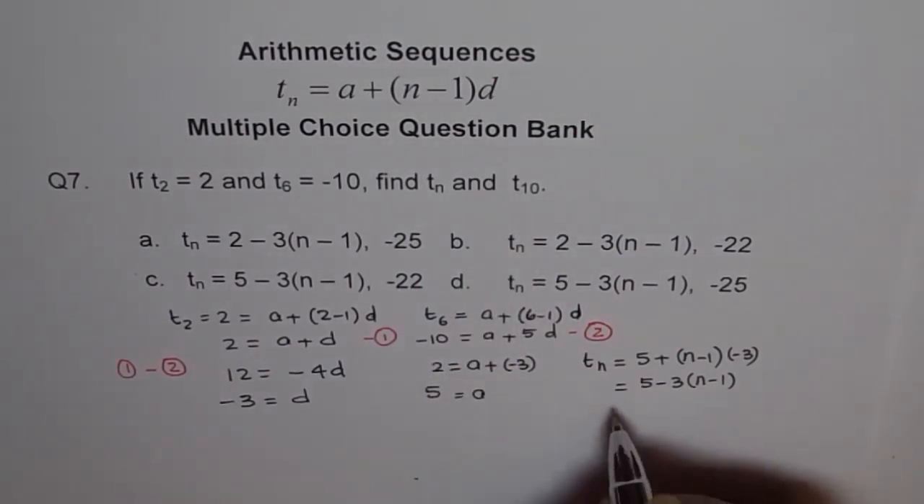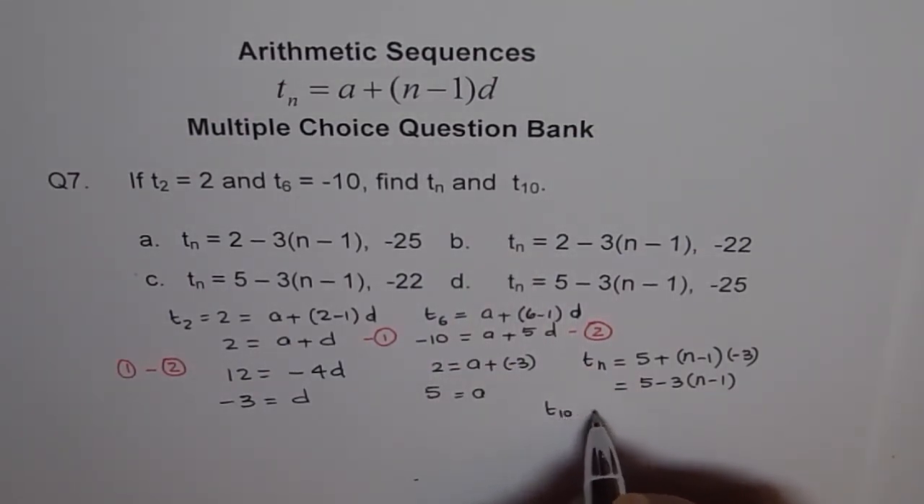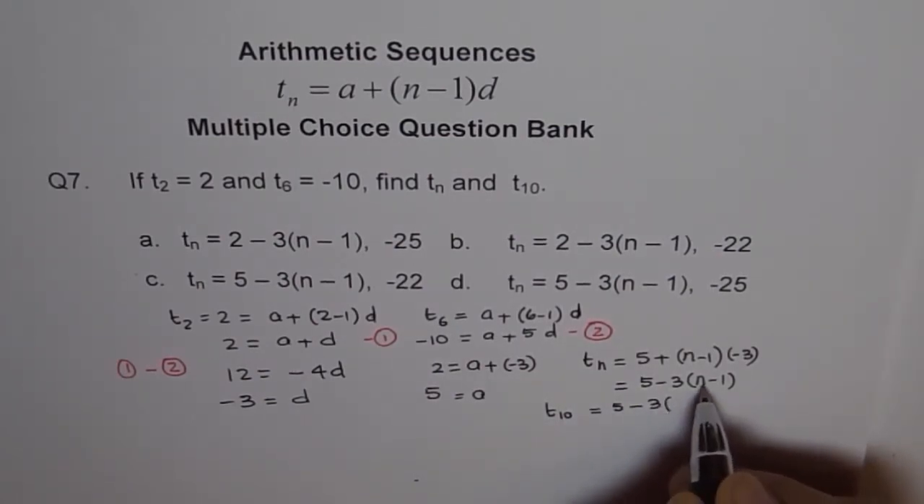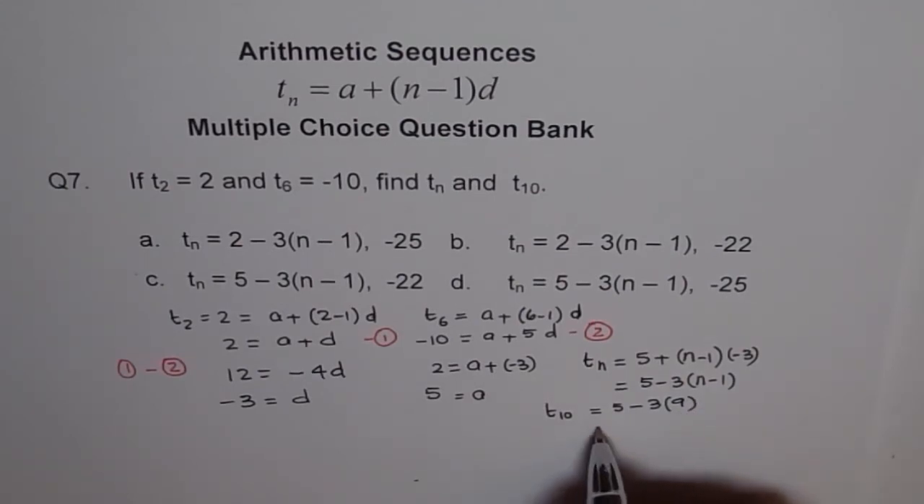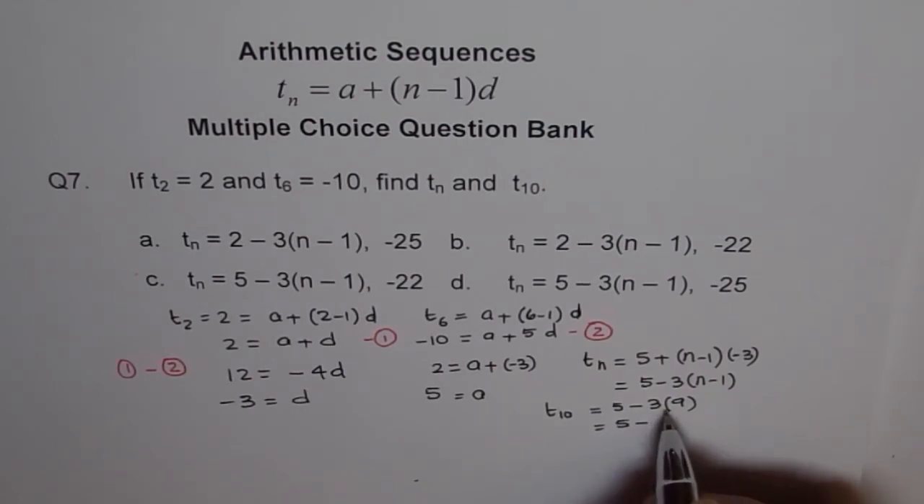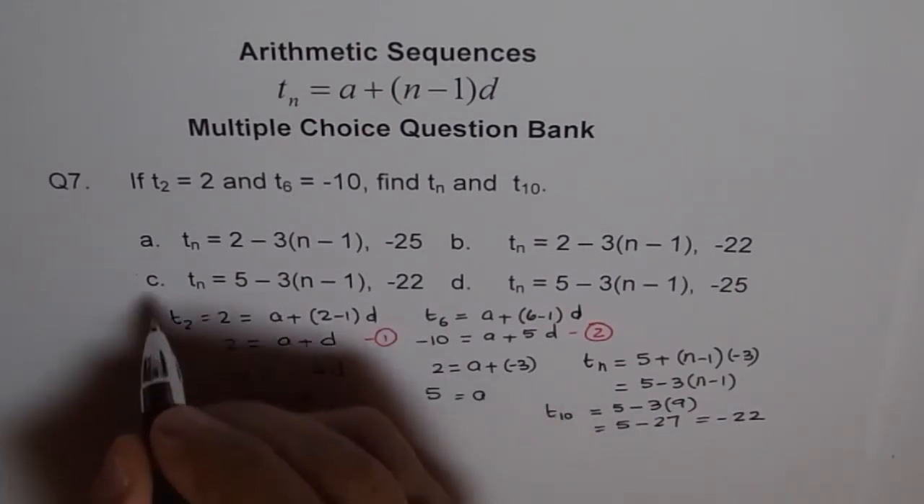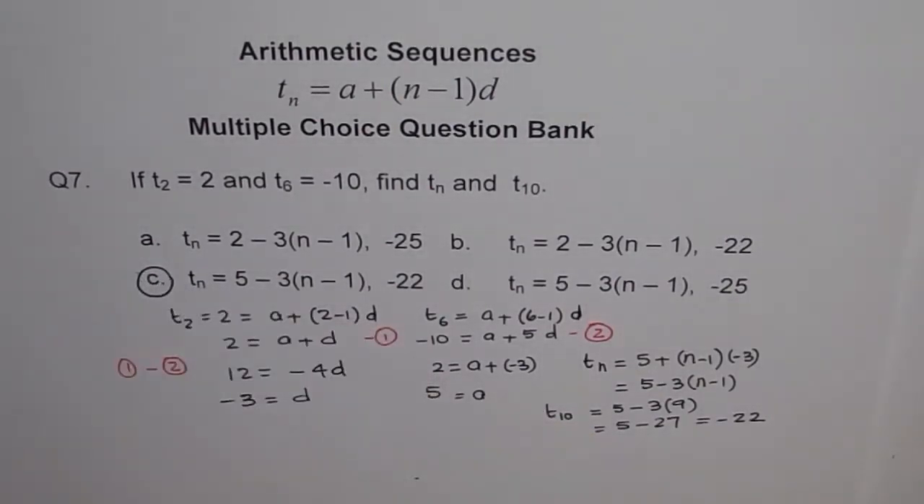Now we need to find what is T10. So let's plug in this equation. And we say T10 equals 5 minus 3 times 10 minus 1, 10 minus 1 is 9. So we get 5 minus 9 times 3. 3 times 9 is 27. And therefore, we get 5 minus 27 is minus 22. Correct? So we get T10 as minus 22. Here, this is the option. So our answer is C.